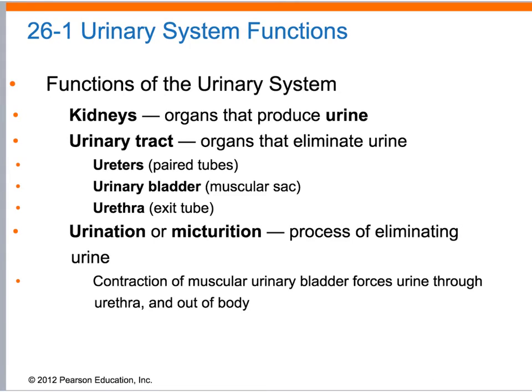Now let's go over the functions of the urinary system. First, we have the kidneys. That's the primary organ. It's the organ that produces urine. Then we have the urinary tract, and that's the organs that eliminate urine. The ureters are paired tubes, the urinary bladder is a muscular sac, and the urethra is an exit tube.